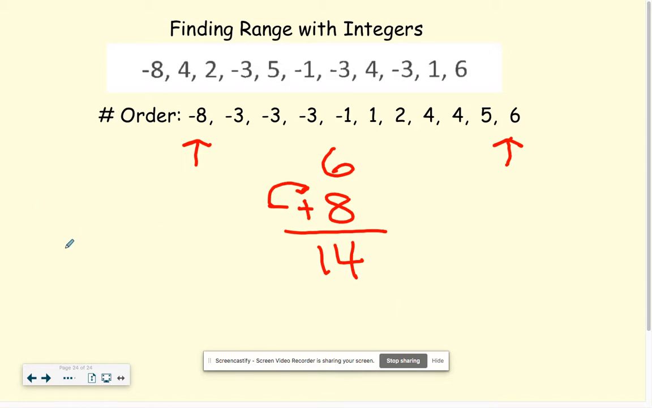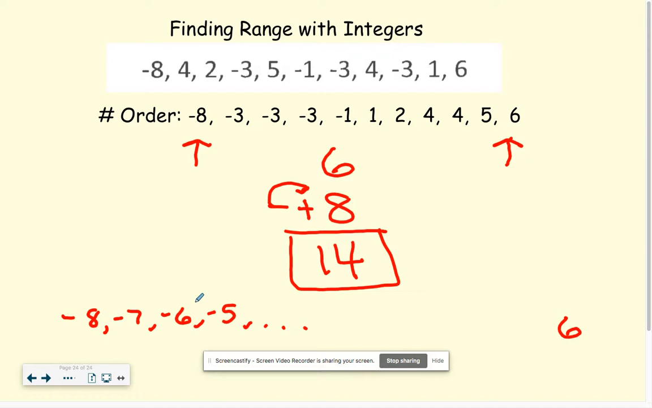In order to prove this or show it, I could even write out every single number between negative 8 all the way to 6. And in doing so, I should end up with my range, which would be 14. And I would end up with 14 values if I were to continue in this pattern all the way until I got to the 6.